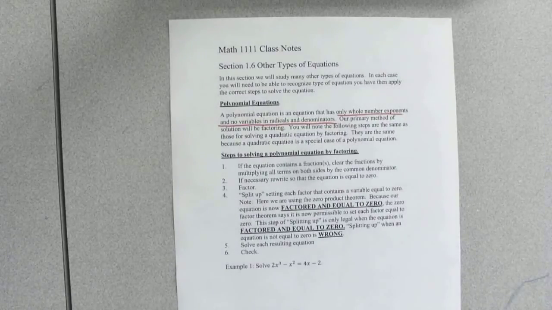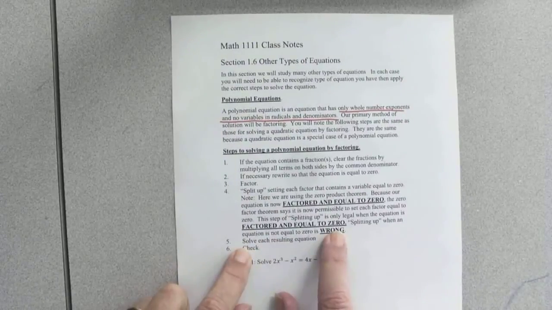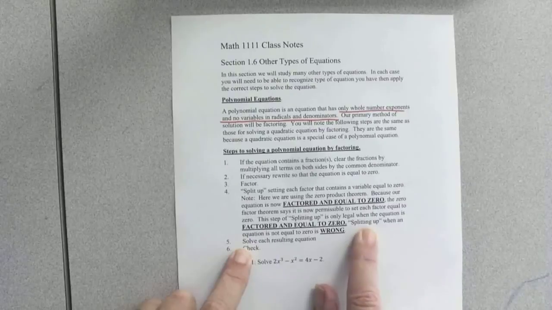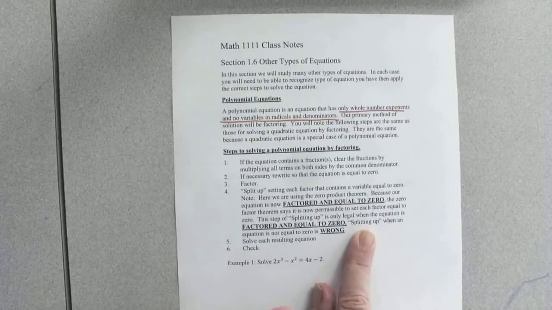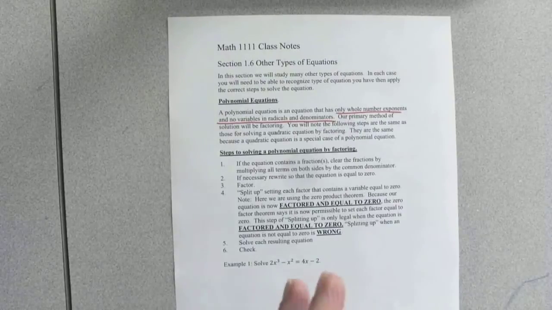And again, it can only be split up if it was factored and equal to 0. If you split things up when you're solving an equation and they are not equal to 0, you're just going to lose all the points. That step of splitting things up is only true when it's factored and equal to 0. 5, solve each resulting equation and then check. So let's solve this guy.